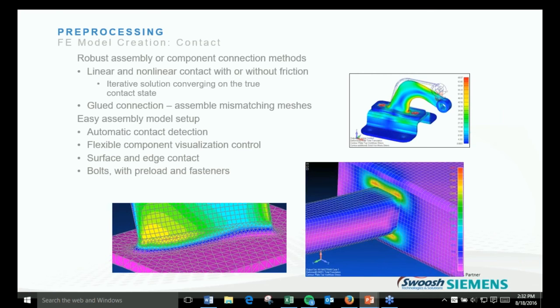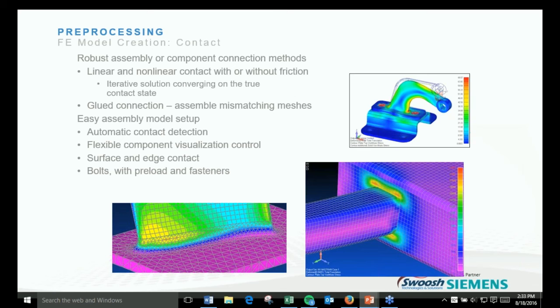With the import of an assembly model, FEMAP offers the ability to automatically determine contact between the assembly components and beyond that to easily define the nature of the contact, whether it be linear or nonlinear, with or without friction, or glued. Also important with assembly modeling is the ability to view components easily. FEMAP includes some helpful features such as transparency to help see internal components.